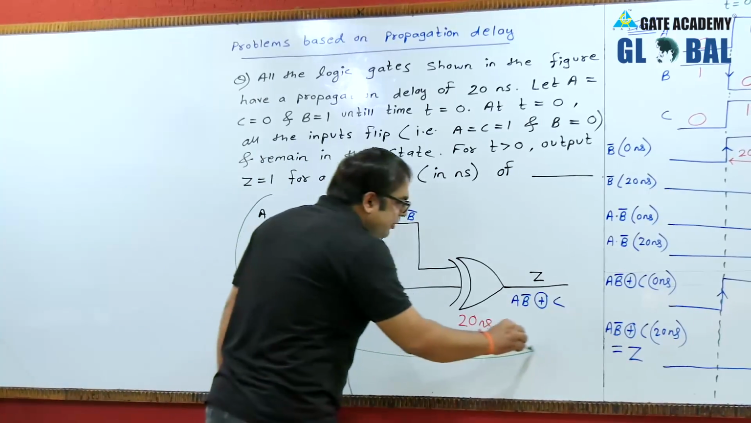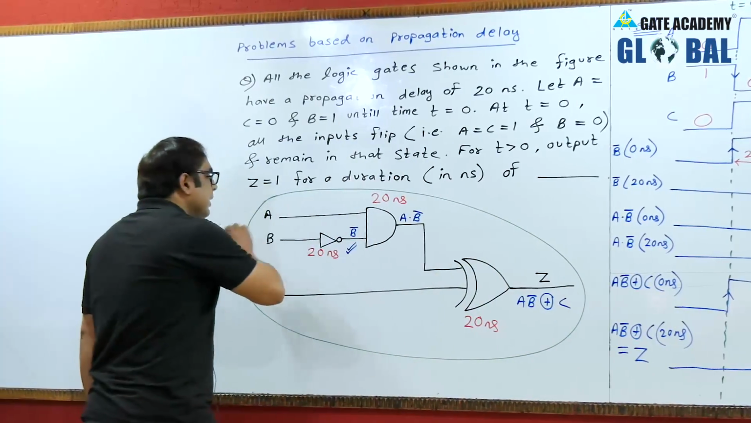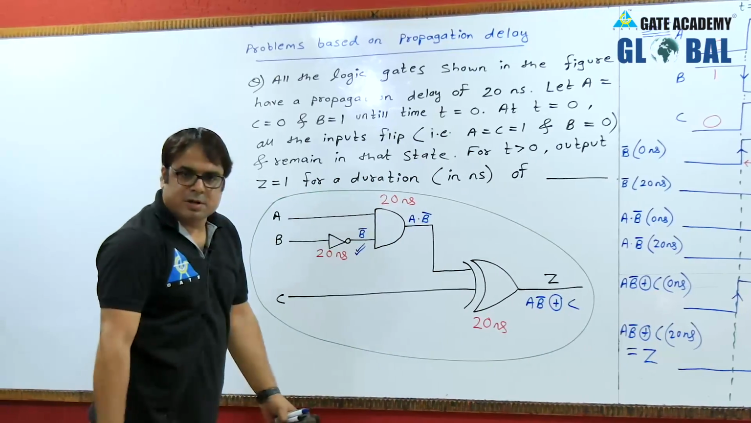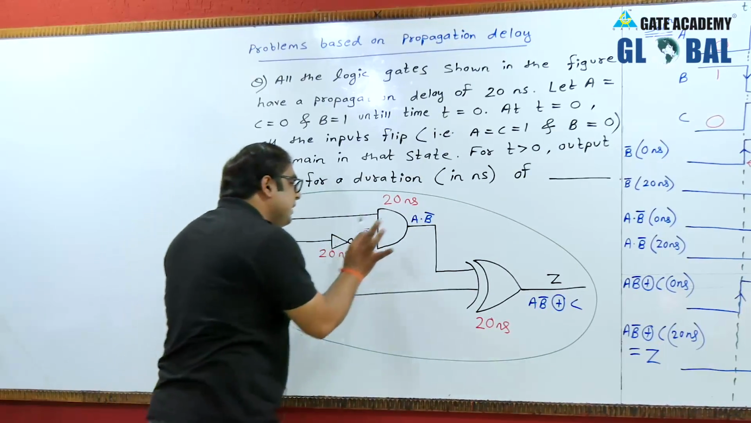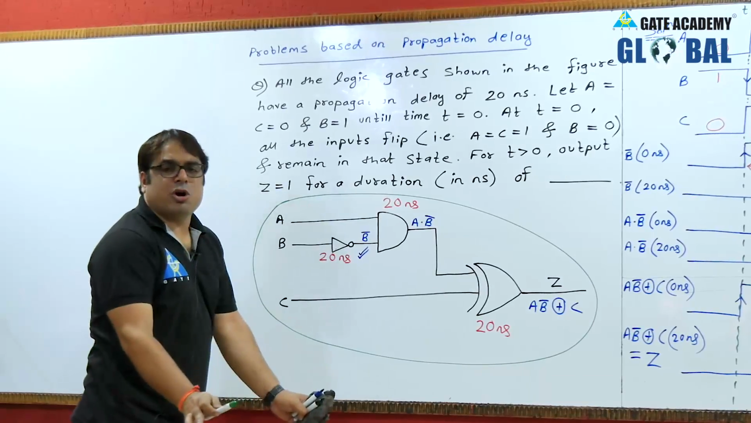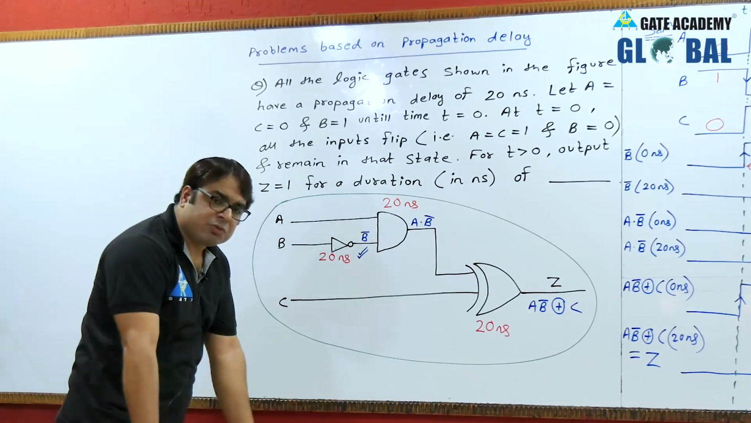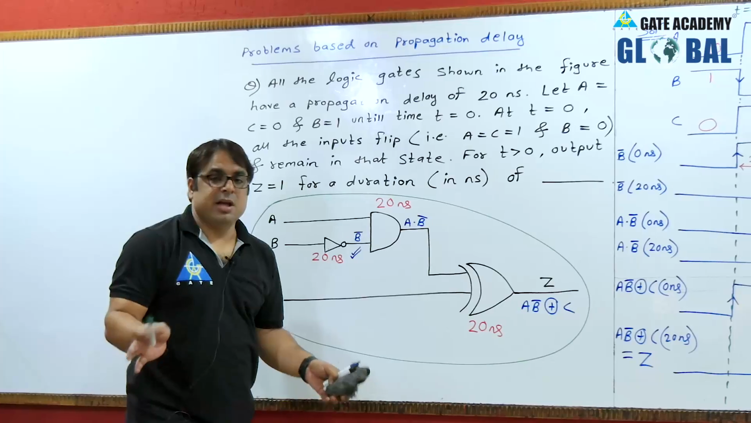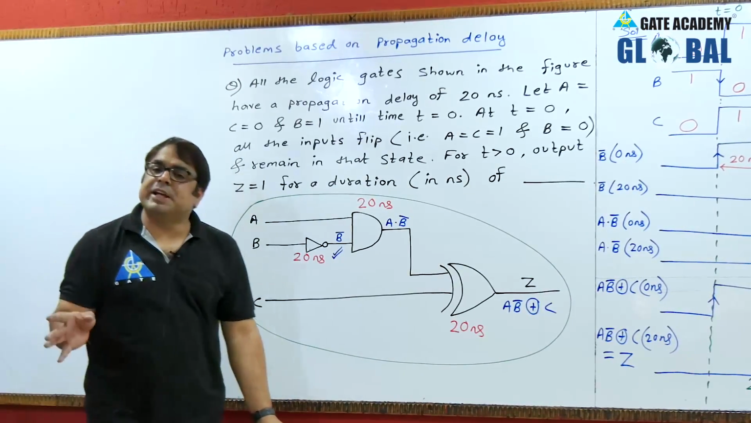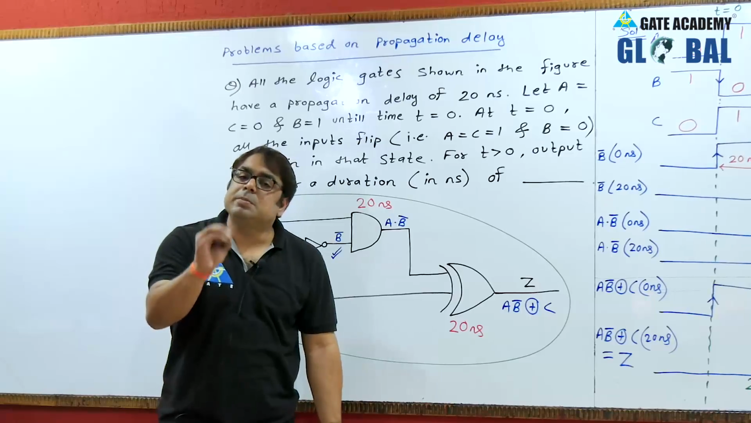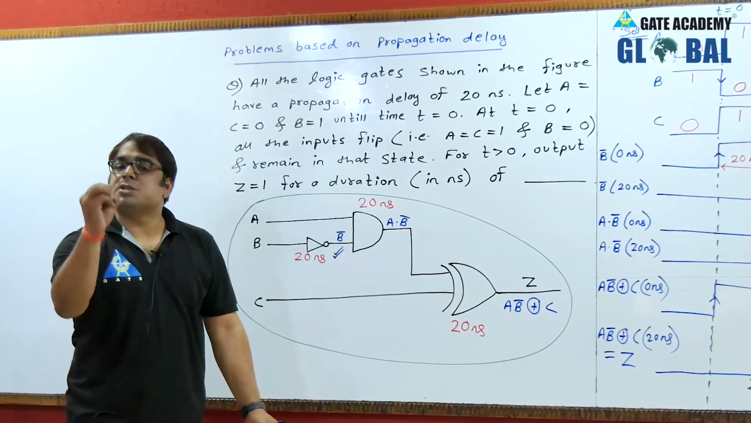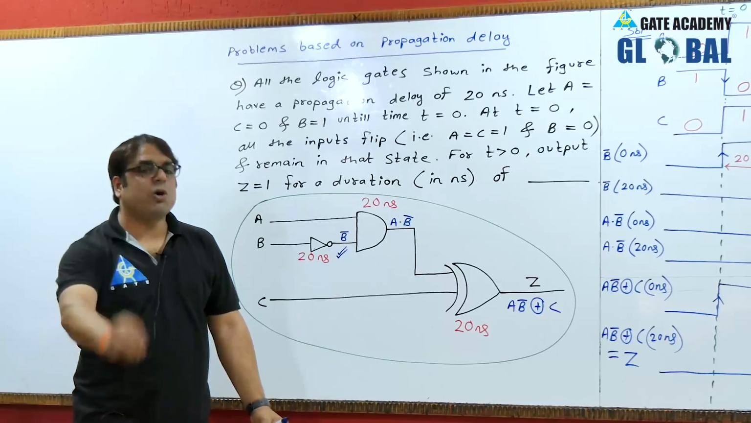this circuit is given to you. No such statements are given. Only it is given that each gate has 20 nanosecond propagation delay. If the question was what is the propagation delay, another important point: if it is simply written, what is the propagation delay, by default it means worst case propagation delay only.